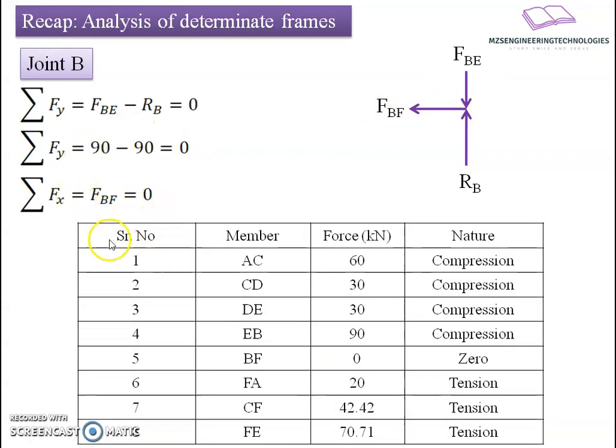After doing all the analysis, we prepare the results in a tabular format as a ready result for the designer and further extension. So here we will have serial number, members, force in kilonewton, and nature. I will put all the members sequentially. First I have taken horizontal members, then inclined members, then I have substituted the individual values there, and then the nature of the forces. That is what we can call analysis by the joint method.